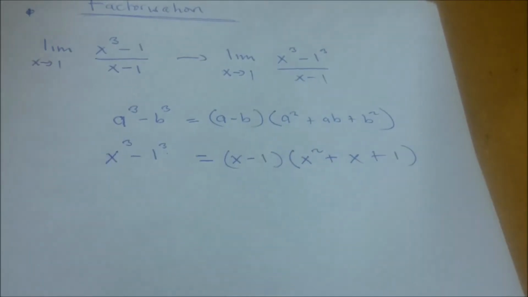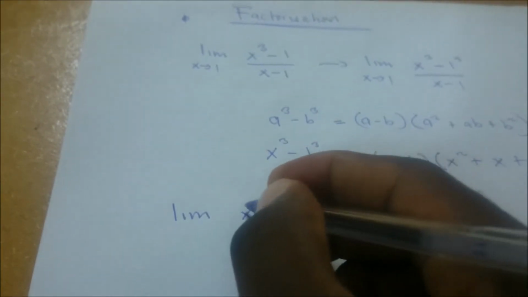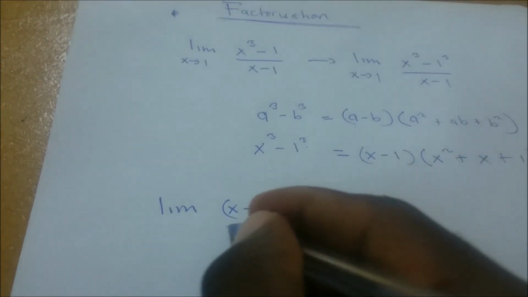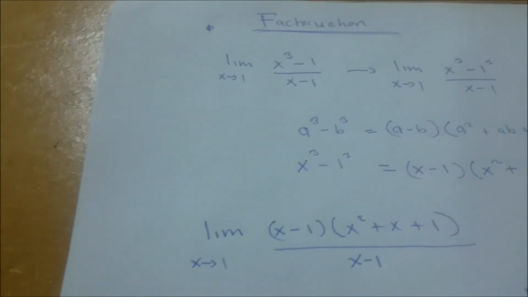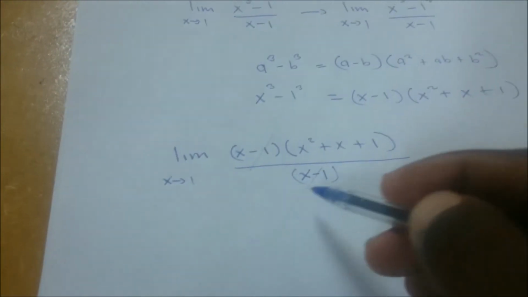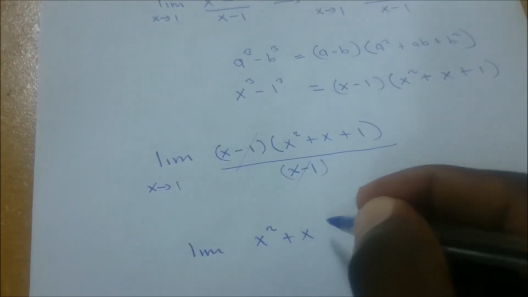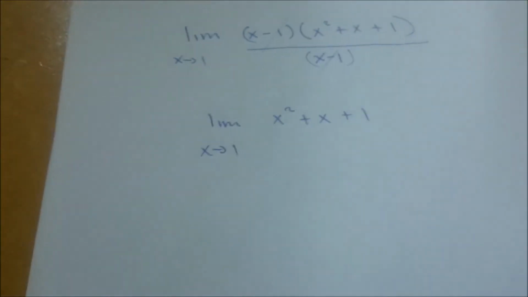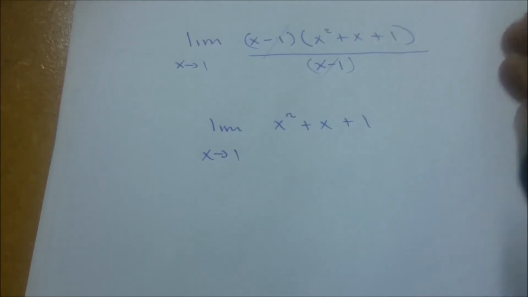Factorize. So what we are going to do now is say the limit of x minus 1 over x minus 1 as x is approaching 1. Now you can see that this and this, they are the same one. So these guys will go. We are going to remain with the limit of x squared plus x plus 1 as x is approaching 1, which is equal to what? So when you reach this point, after you factorize, again you employ the substitution method.